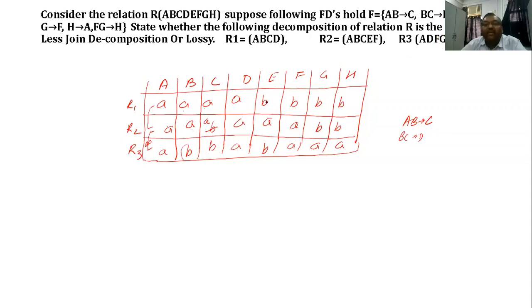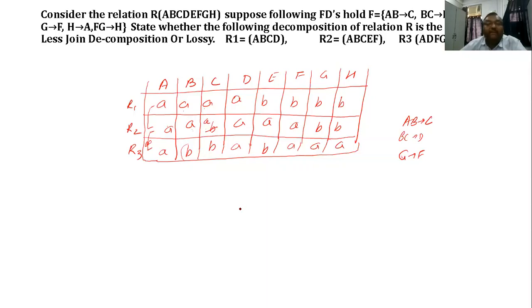And E determine F. In E, there is no pair of A, so no need to change anything. Now G determine F. In G, again there is no pair of A. And H determine A. In H, there is no pair of A, right? In FG, there is no pair of A. So simply here, it is not possible to make all A in a row, right?